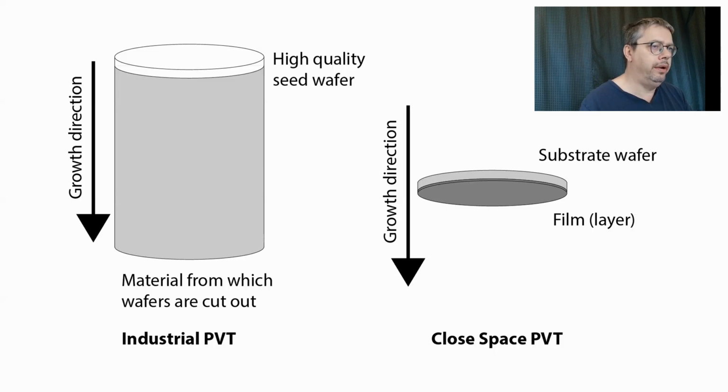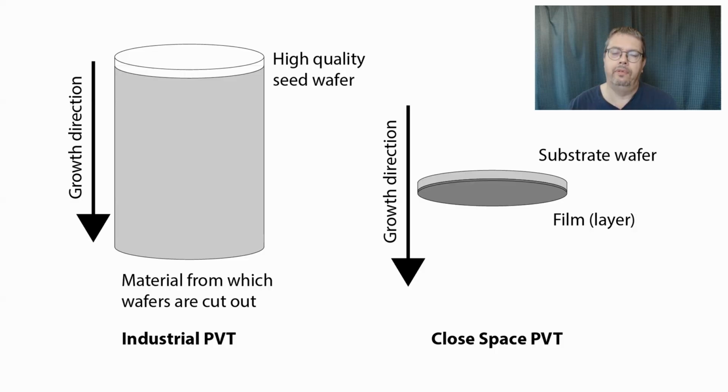So you grow a layer on a substrate in case of CS-PVT. And for the PVT, you grow a boule on a substrate. But this substrate is called seed in the case of boule growth. But they are doing the same thing, that they are there so the grown material can be reproduced by the polytype.